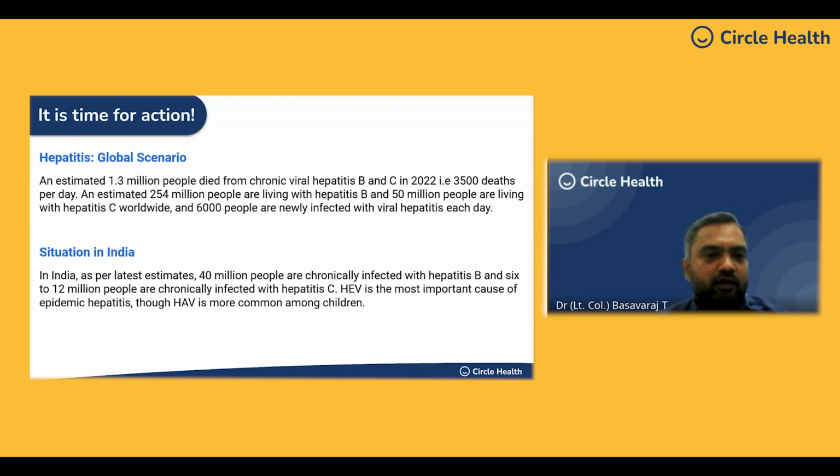Coming to the global scenario, an estimated 1.3 million people died from chronic viral hepatitis B and C. Chronic viral hepatitis is caused only by the B and C types of hepatitis and not the others. We have seen around 3,500 deaths per day. An estimated 254 million people are living with it, and every year around 3,500 deaths we are seeing. But when we come to India, the latest estimates, from around 2021 to 22, are around 40 million people chronically infected with hepatitis B and 6 million with hepatitis C.